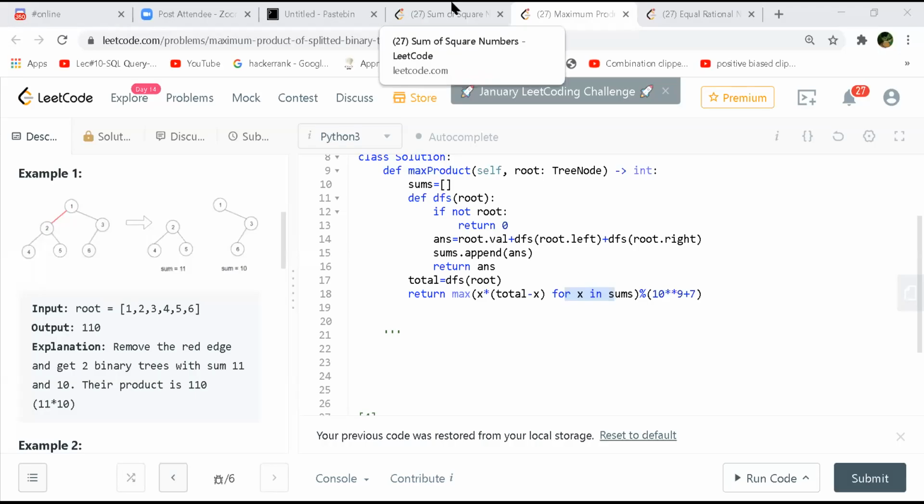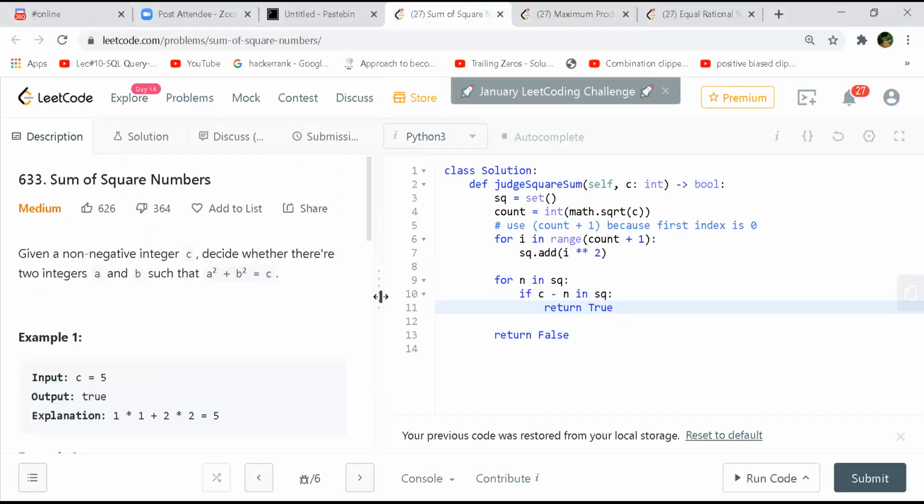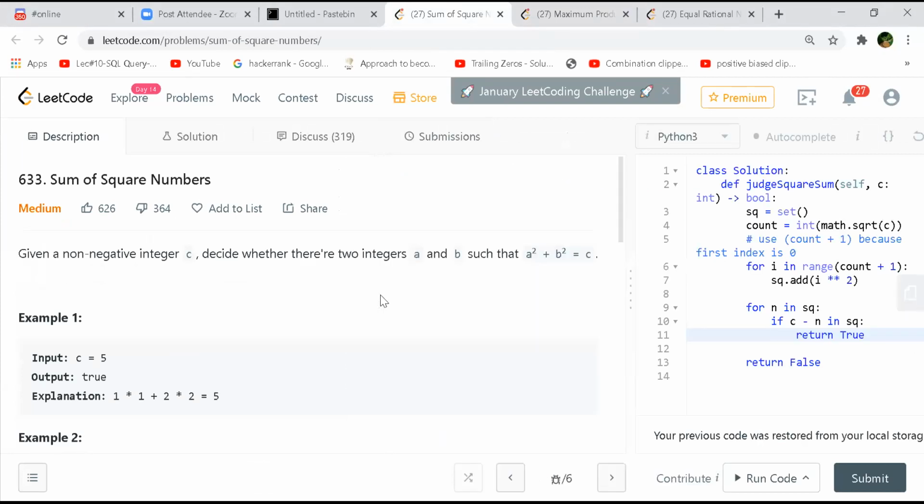Yeah, that's true. Yeah, we can move to next.